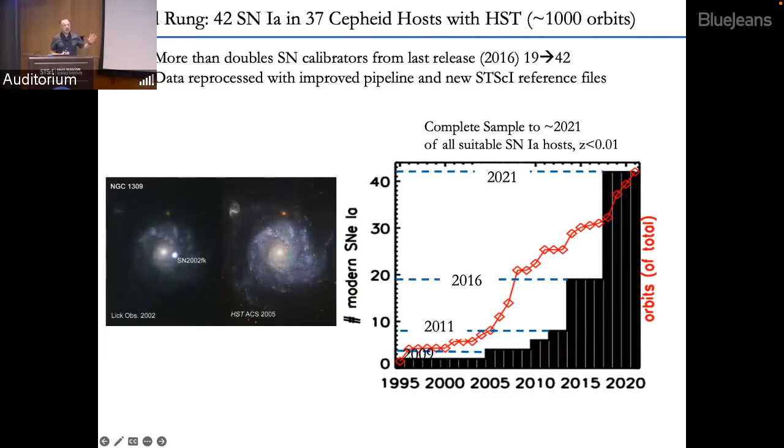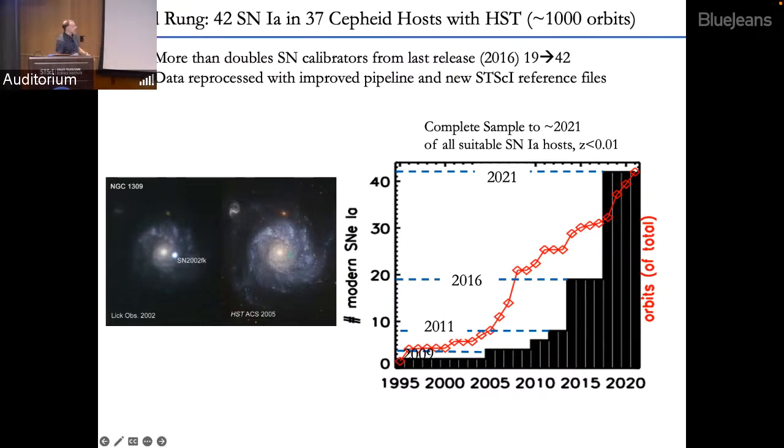Rung 2 is where you look for nearby galaxies within a redshift of 0.01 or 40 to 50 megaparsecs that recently hosted a Type 1a supernova, and you go back and you find Cepheid variables in those galaxies. This takes a lot of work from Hubble, and there's only a supernova in that volume about once a year. And so it's taken 40 years to collect this sample of 42 supernovae in 37 hosts. And even with an optimistic lifetime for Hubble, I don't think we're going to double this sample again.